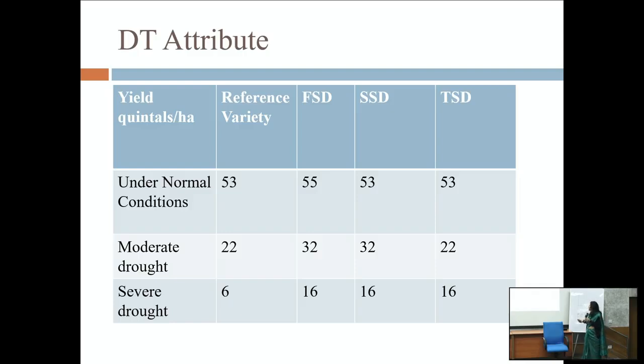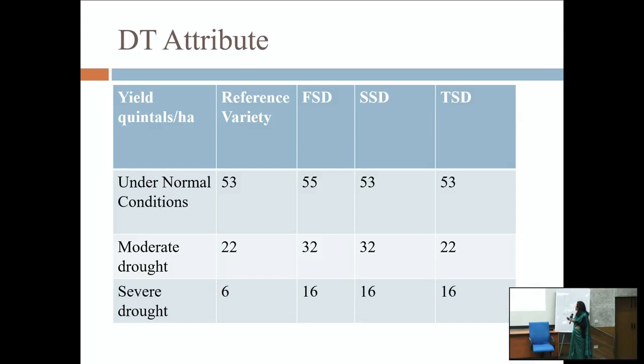Then the second option, which I'm calling second order stochastic dominance, gives you the same yield as the reference variety under normal conditions. But if there is a moderate drought, your yield is better. You don't suffer as much. Instead of 22, now you're getting 32. But if there is a severe drought, your yield gets better, but not too much better. So instead of 6, you're going to get 16.